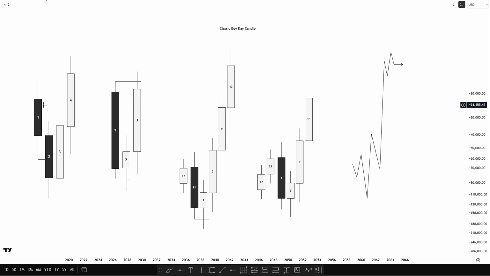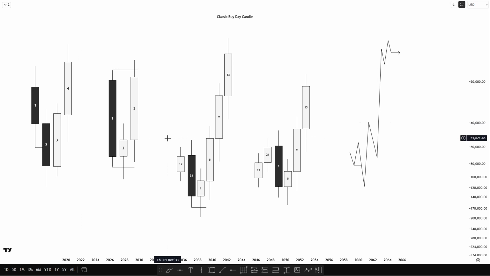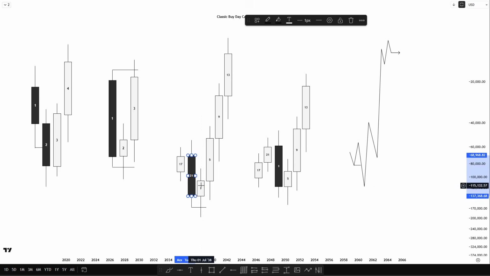So after profiling the daily, and once the daily is aligned with the weekly, and you expect a classic buy candle, a classic buy day, or a daily expansion, now we go into the 4-hour profiles. So on the daily candle, there are 6 4-hour candles, right? And this is the classic buy day, which is the London low of the day, right?